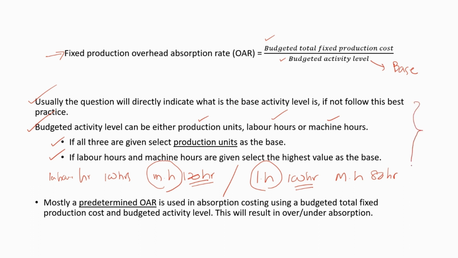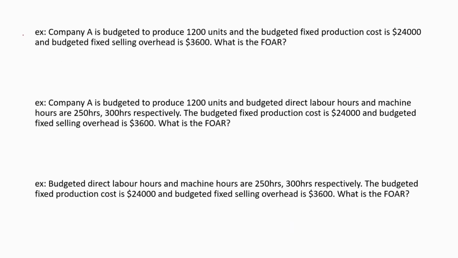This section is really important when it comes to full costing. Mostly a predetermined OAR is used in absorption costing, using a budgeted total fixed production cost and budgeted activity level. This will result in over or under absorption. Let's discuss over and under absorption after the example questions. Now let's do these examples so you can understand how to calculate the FOAR.